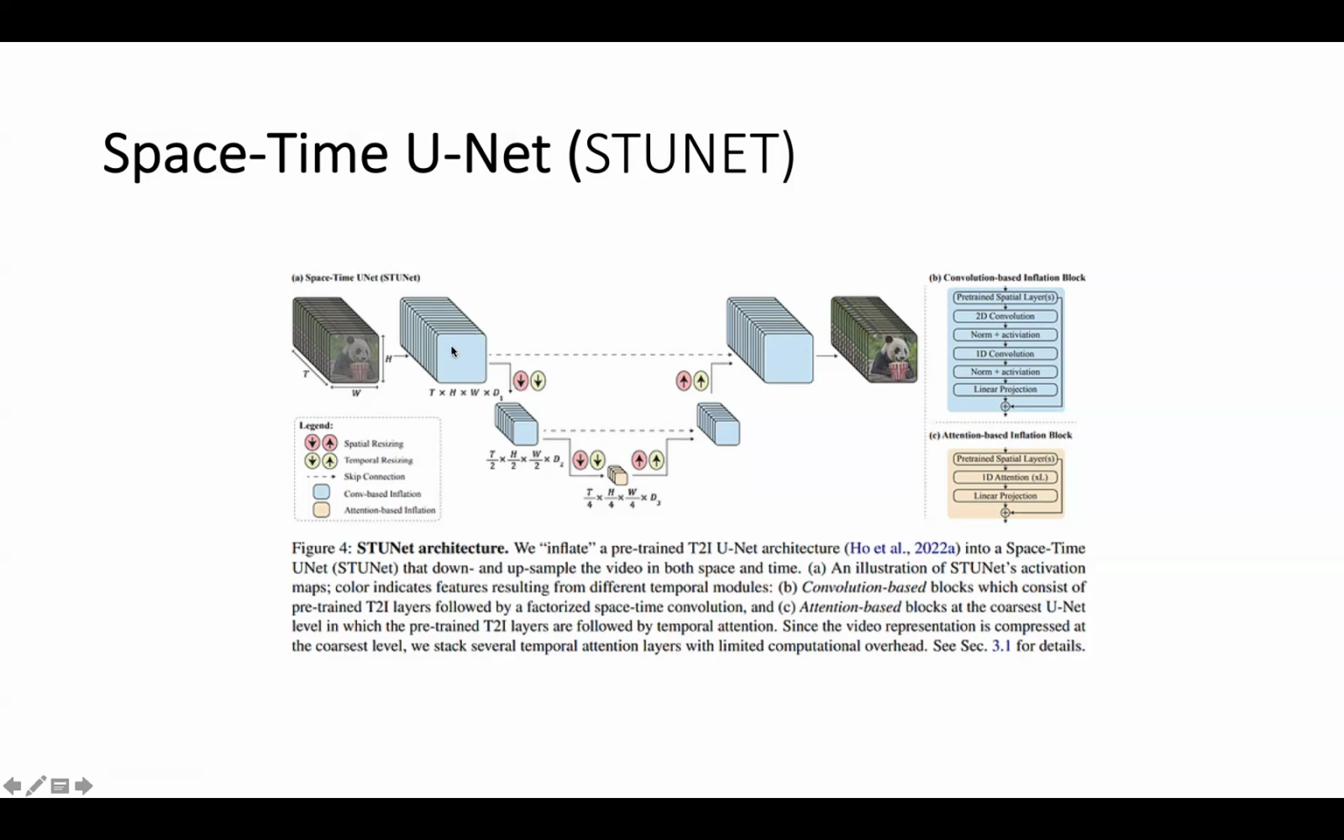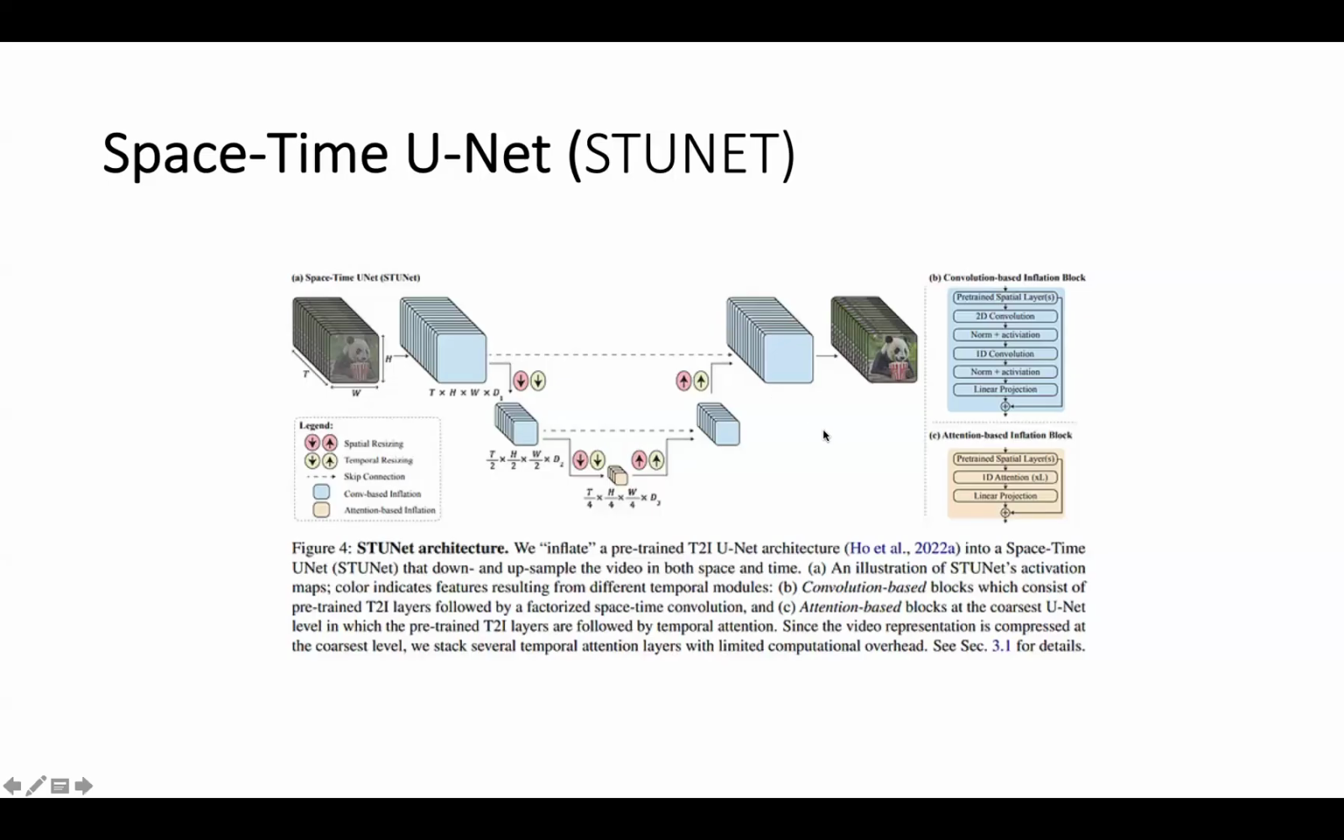If you see here, on the right-hand side, what they have done for a spatial layer, the existing layer, is add a 2D convolution, a norm layer and activation layer, and a 1D convolution, again a norm layer and activation, and a linear projection. And there's a skip connection to the existing pre-trained spatial layer. So these guys also explore those pseudo convolutions only, right? Right, because 3D convolution is very expensive. Correct.